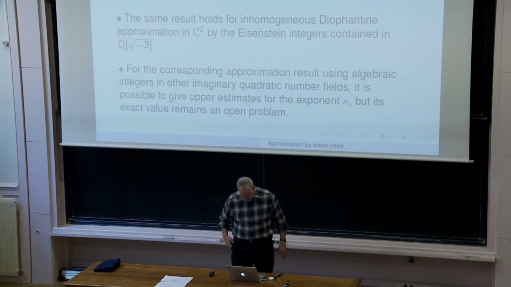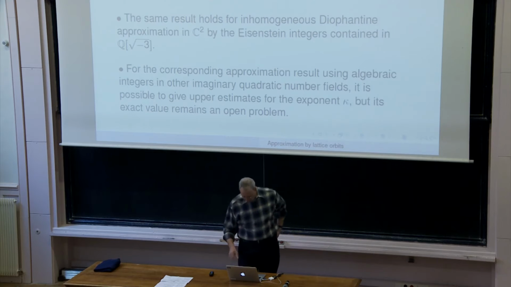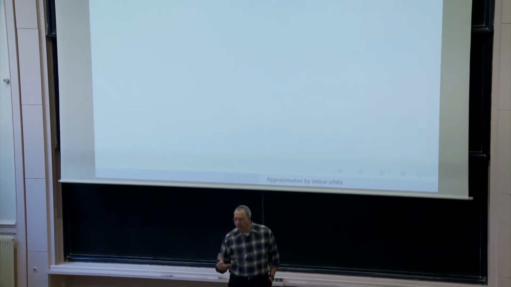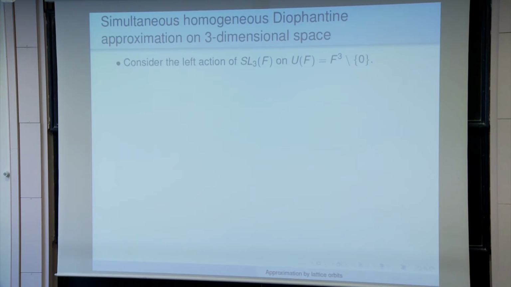So its exact value remains an open problem, and I will explain later why that is so. What is missing in order to complete this analysis? Another example I would like to give is a case where you have linear approximation rather than affine. So let's consider simultaneous homogeneous Diophantine approximation on three-dimensional space. We consider the left action of SL3 on R3 minus the origin. And SL3 also has a diagonal action on the product, where g acts on (v, w) as (gv, g inverse transpose w).